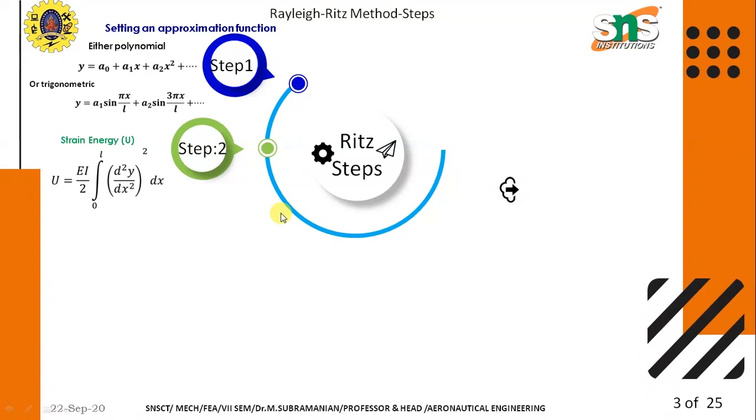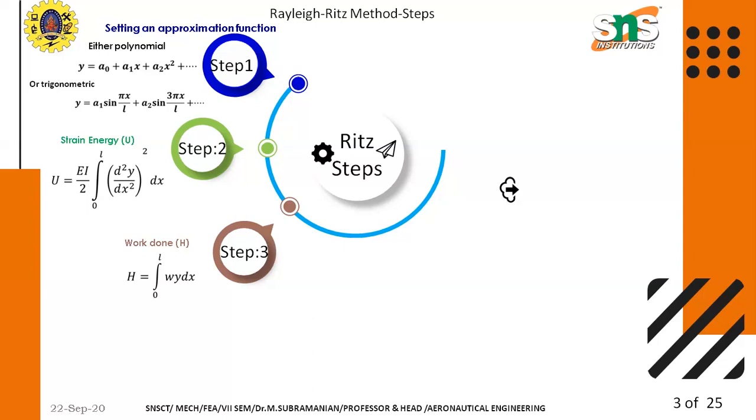This is the second step. Step number 3 is the work done on the system. The notation is H, the integration from 0 to L of w y dx. The w indicates the load acting on the beam. In this beam, a uniformly distributed load is acting over the entire length of the span. So w y dx.